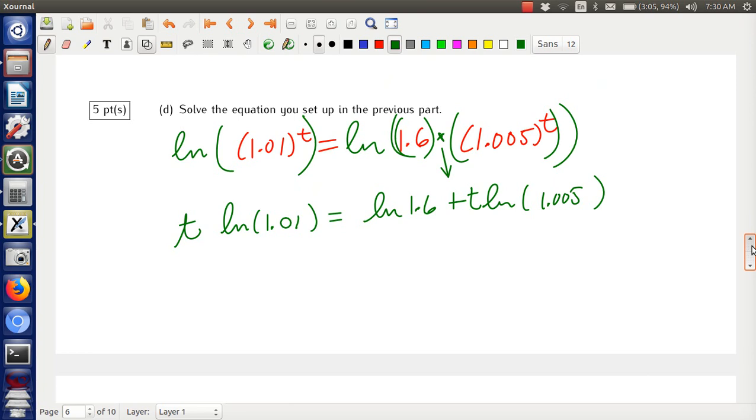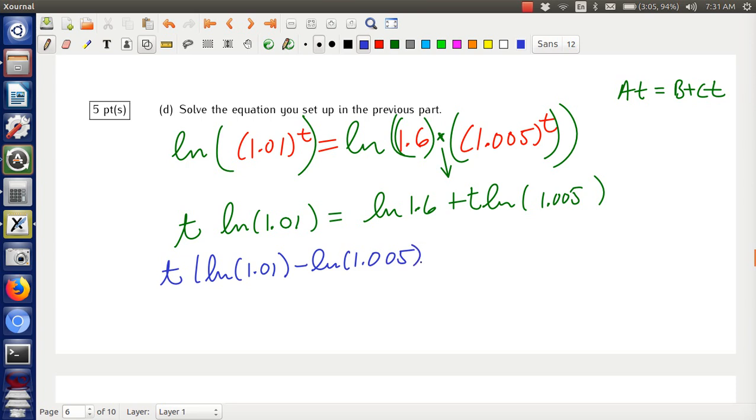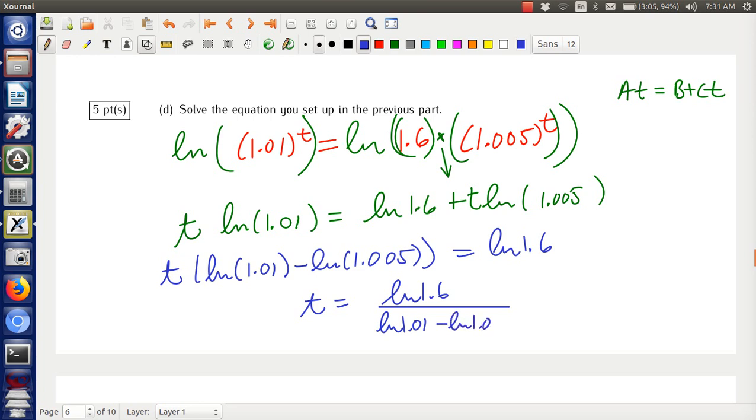And then this is the same structurally as A equals B plus CT. So your eye should see that. This whole natural log business, it's not a big deal, so I want you to just not overanalyze that. You could say T natural log of 1.01 minus natural log of 1.005 equals natural log of 1.6. So T is equal to natural log of 1.6 over natural log 1.01 minus natural log 1.005.